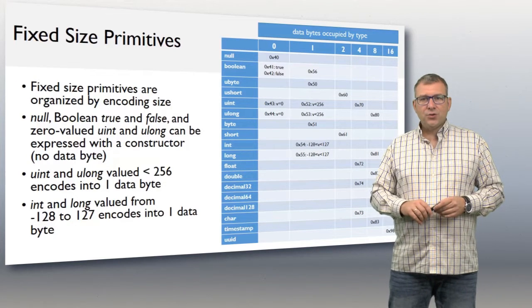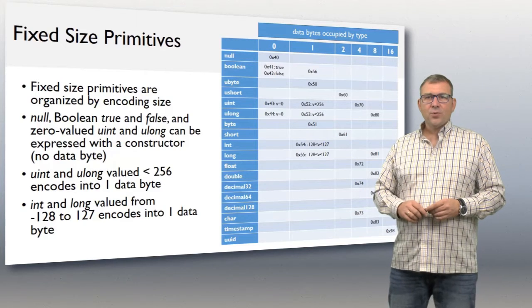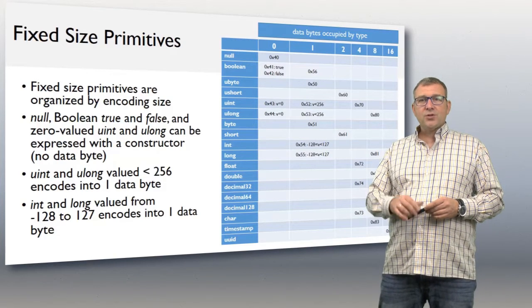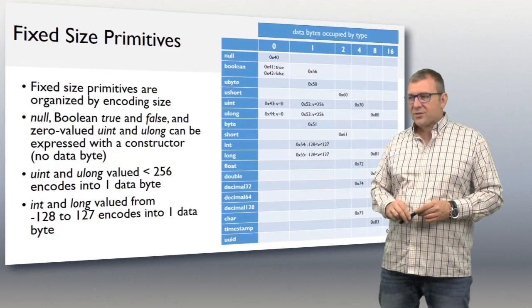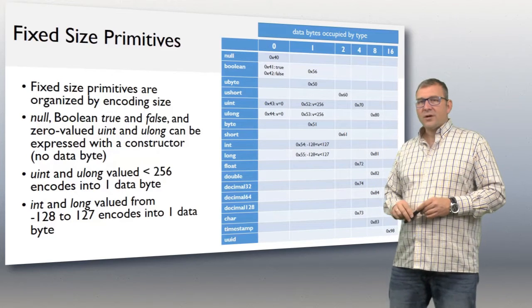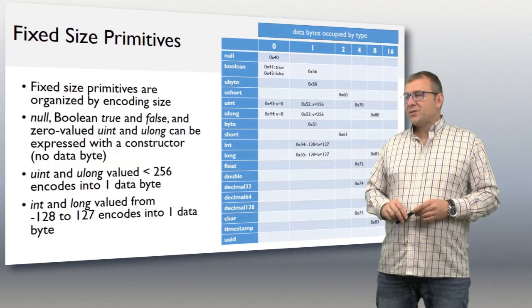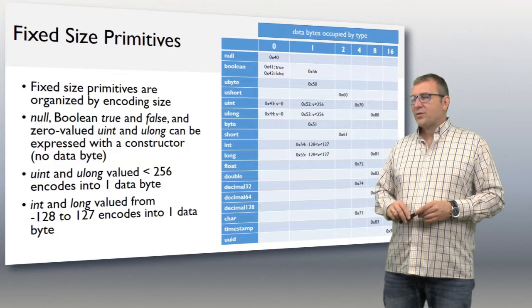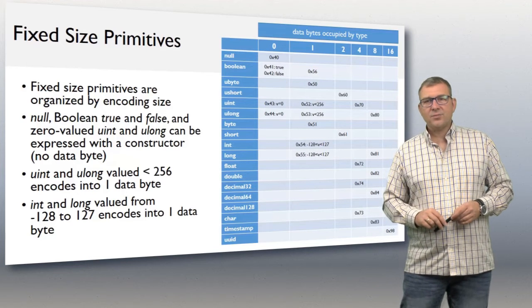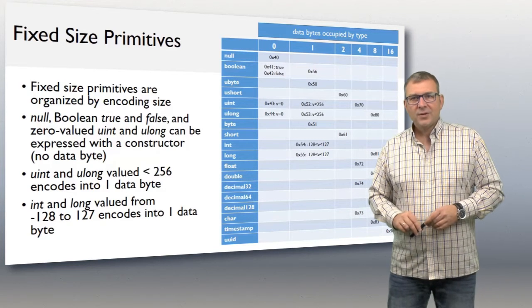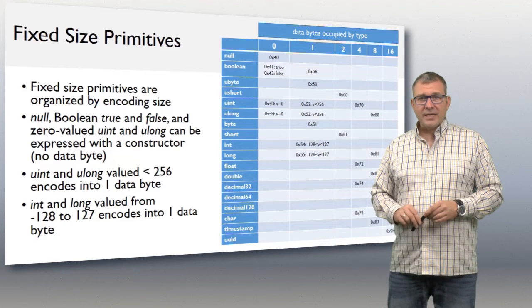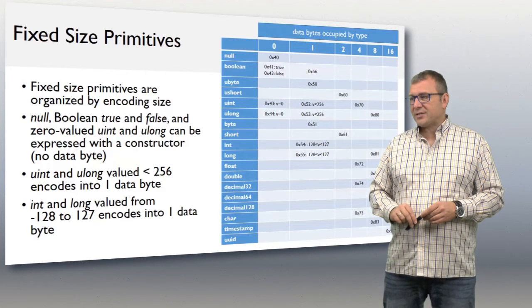Boolean can only have two states, obviously. So Boolean is also expressible using two distinct constructors, and that is hex 41 and hex 42. Hex 41 is a Boolean with a value of true, and hex 42 is a Boolean with a value of false, which means you don't need any extra data byte. You only need to have the constructor, so that's expressible in 1 byte.